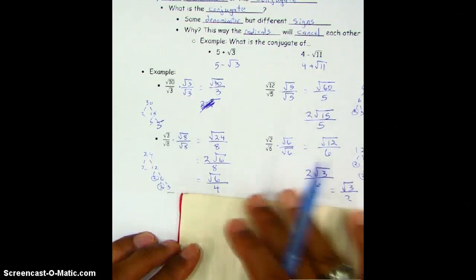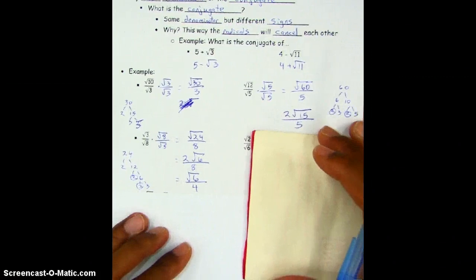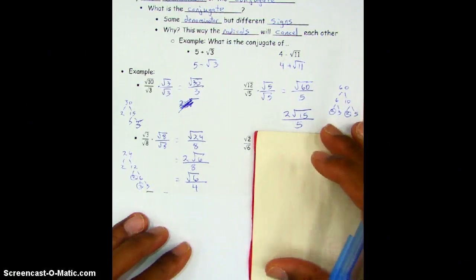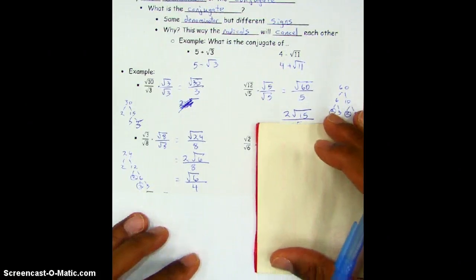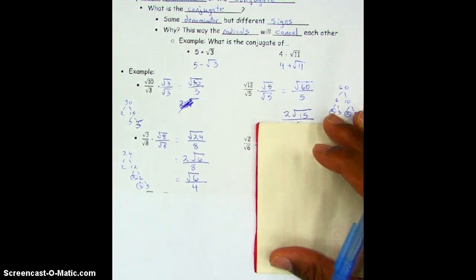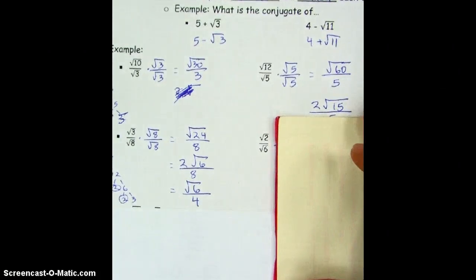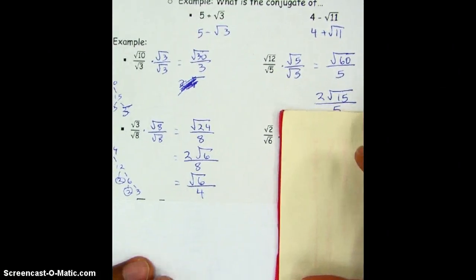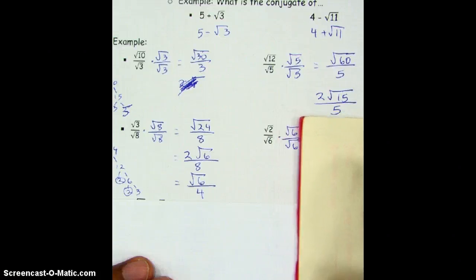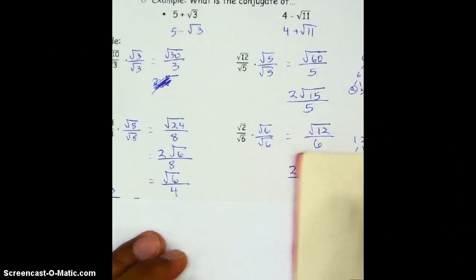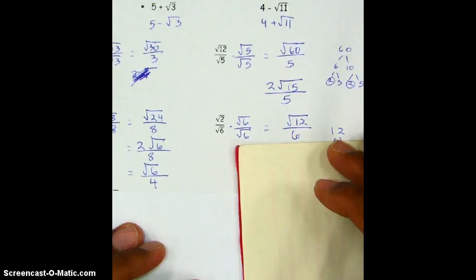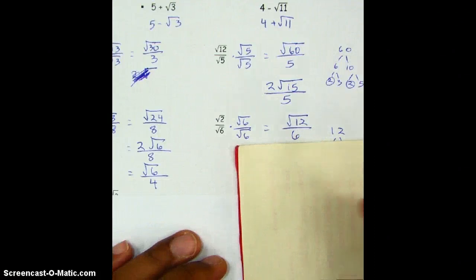All right, next problem. We have the square root of 2 divided by the square root of 6. We're going to multiply the top and bottom by the square root of 6. So we end up with the square root of 12 over 6.